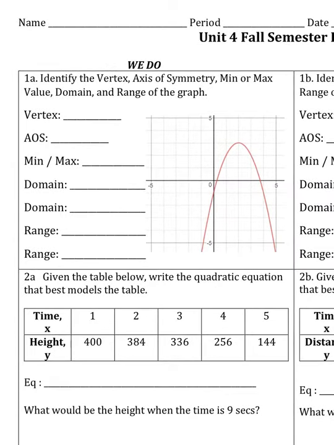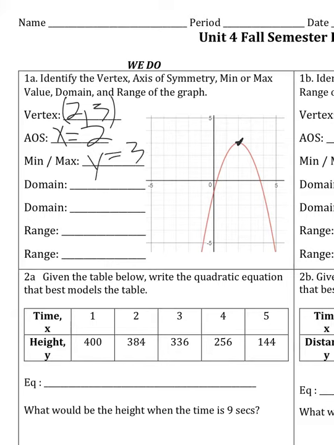Well, the vertex is the highest or the lowest point of the graph. So this is the vertex right here. What are the coordinates of this? This is 2 across, 3 up. So that's (2, 3). And then remember, the axis of symmetry is the x coordinate of the vertex. Axis, x, so x equals 2. The min-max value is the y value of the vertex, so that's y equals 3.